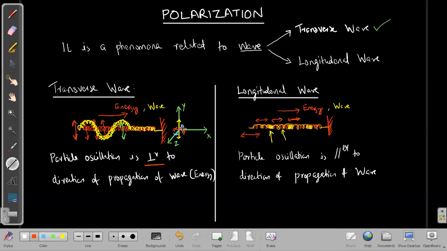Now, I already said that in case of a transverse wave, there are infinite possible choices for the direction of oscillation. But if you are able to fix the direction of oscillation along one direction for a transverse wave, then that wave is called a polarized wave. Or in other words, polarization is a phenomenon to fix the direction of oscillation of a wave along one direction.